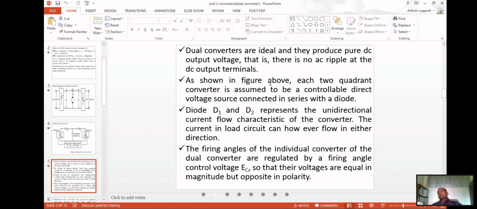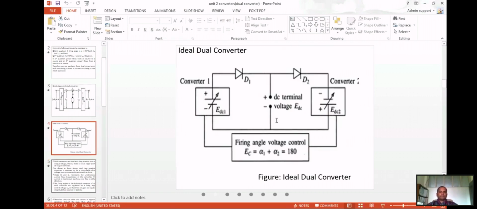If you remember, in the half controlled converter, and even in the full converter, we do not get a pure DC. There are certain AC pulsating waves at the output. But in the case of a dual converter, you get a pure DC output. We use a rectifier just to convert AC into DC, so our main requirement is to have a pure DC output. Each two quadrant converter in the above diagram is assumed to be a controllable direct voltage source connected in series with a diode.